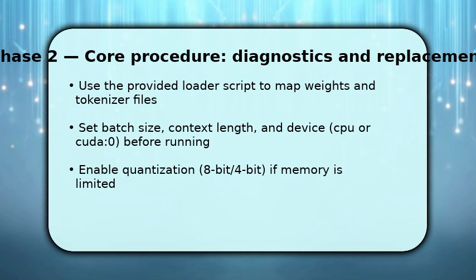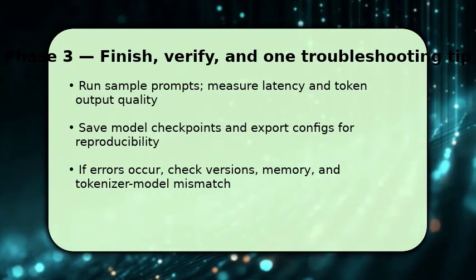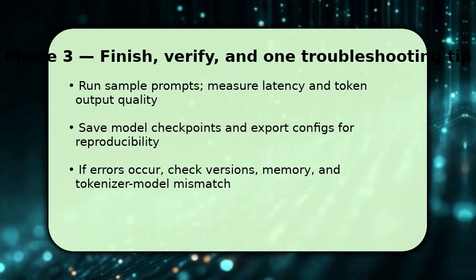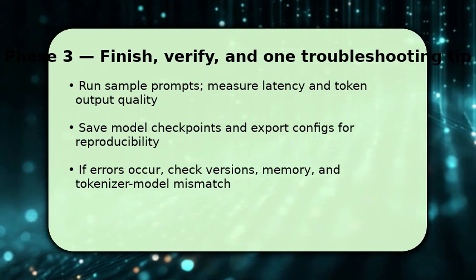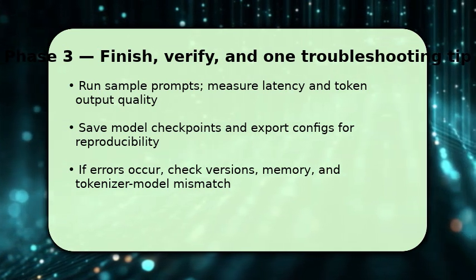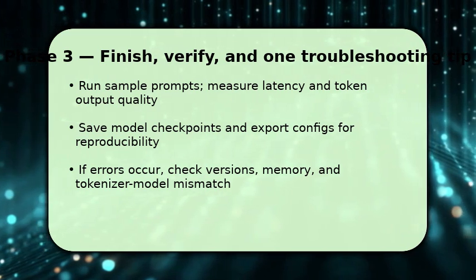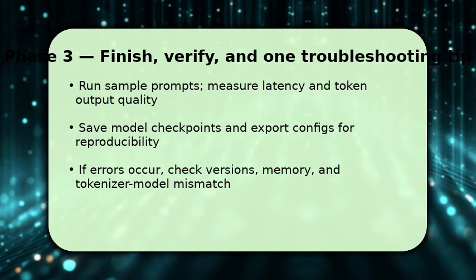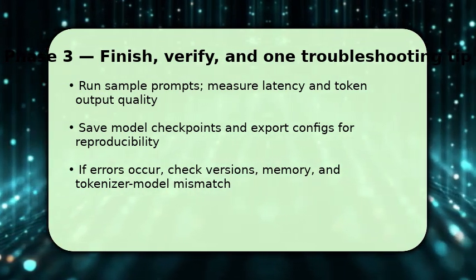You finish by running realistic prompts and observing outputs for coherence and tokenization artifacts. Once satisfied, export your configuration and save a checkpoint so you can reproduce results later. If you need production performance, batch requests and use streaming outputs. If something breaks, first check Python, Torch, and loader versions, then confirm model and tokenizer match, and finally inspect GPU memory or quantization settings. This single troubleshooting path resolves most issues quickly.